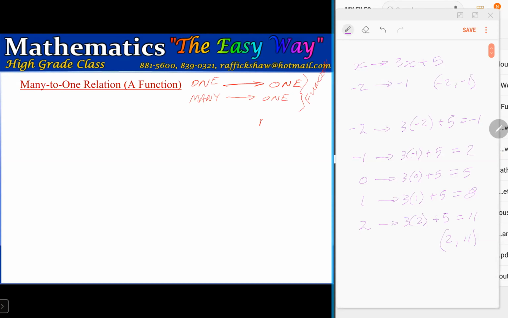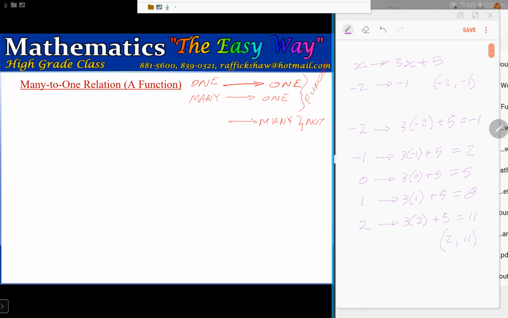If the mapping is to many, it's not a function. So once it is 1 to 1 or many to 1, you have a function. If the mapping is to many, you're not a function. It has to be one output.